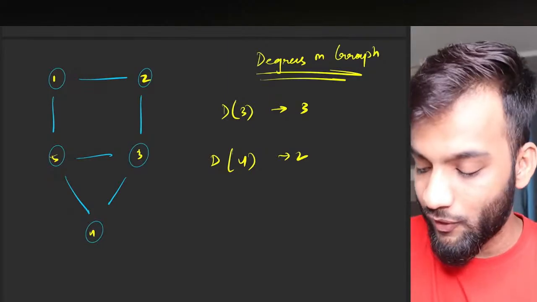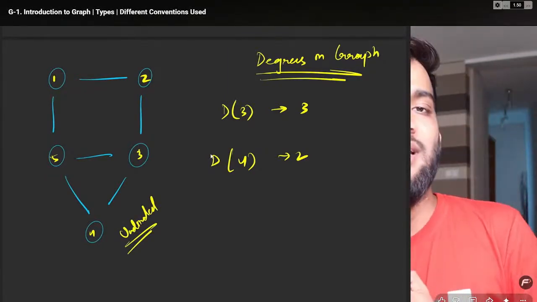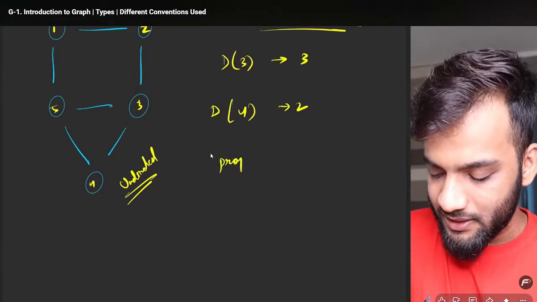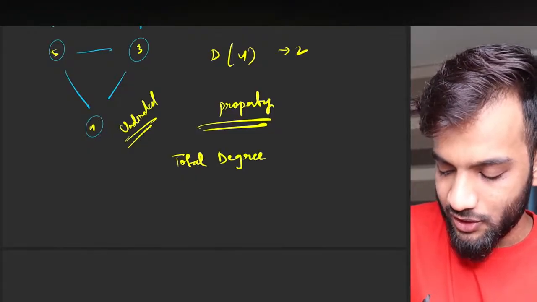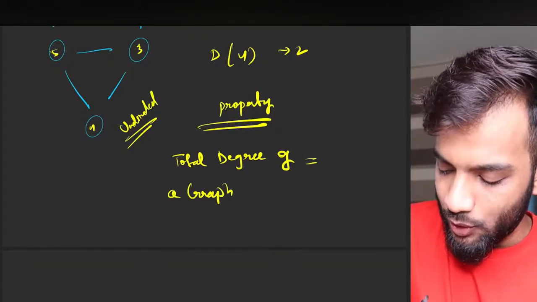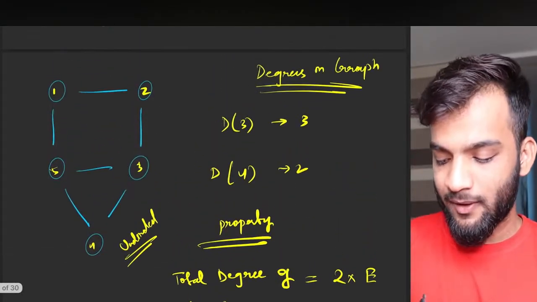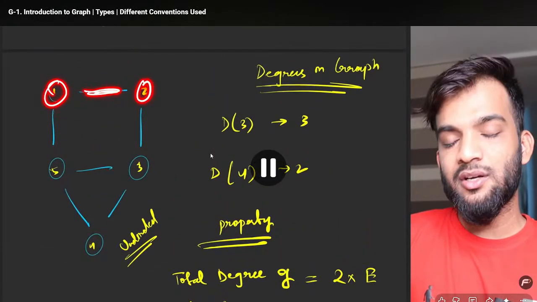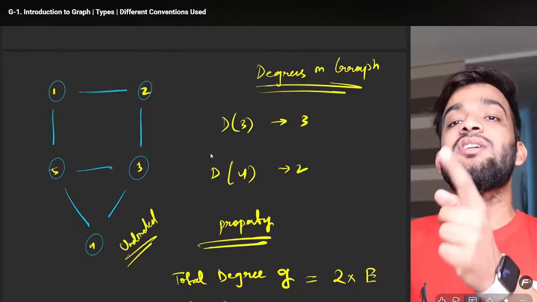So the definition of a degree for an undirected graph, very important, for an undirected graph, is the number of edges that are attached to it. And there is a property as well. Please take care of this property. The property states that the total degree of a graph is equal to twice the number of edges. Why? Because every edge is associated with two nodes. That is the reason.